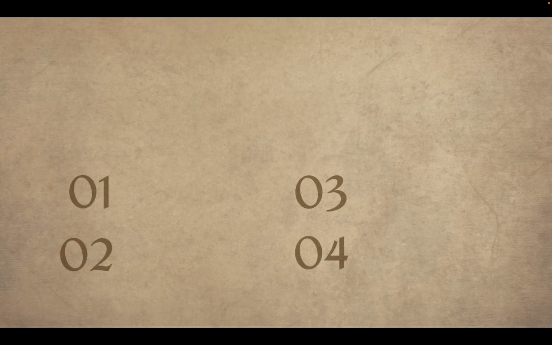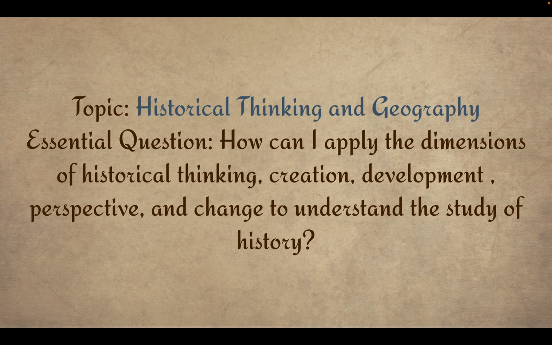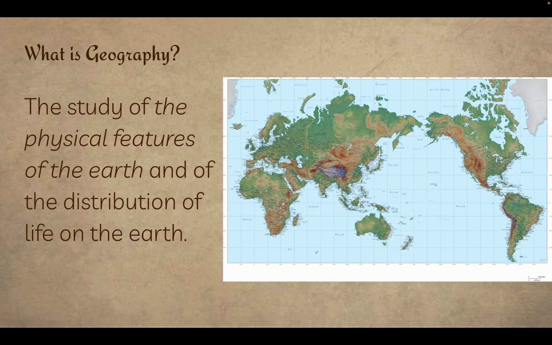So when we talk about Unit 1 in relation to Foundations and Review, we'll look at world maps today, and some timelines and the idea of geography as well. And so your topic today is going to be historical thinking and geography. How can I apply the dimensions of historical thinking, creation, development, perspective, and change to my understanding of history? And this is kind of more of a broad topic overall. So on your notes, you can put the topic historical thinking and geography, and then you can add your essential question. So, first and foremost, what is geography?